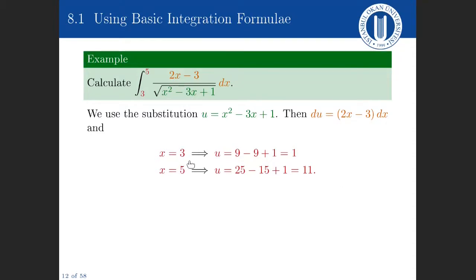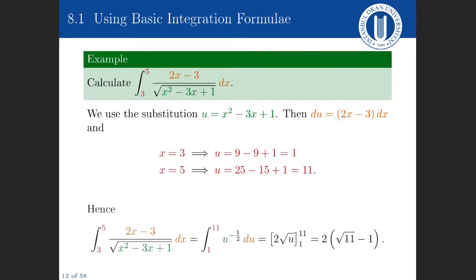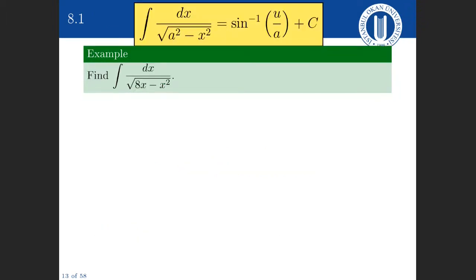If x is 3, that implies that u must be 1. If x is equal to 5, the upper limit of integration, that implies that u must be equal to 11. Put all of these substitutions in. Our integral changes into the easier integral from 1 to 11, u to the power minus a half du. And you know how to calculate this, so I'll skip forward to the next example.